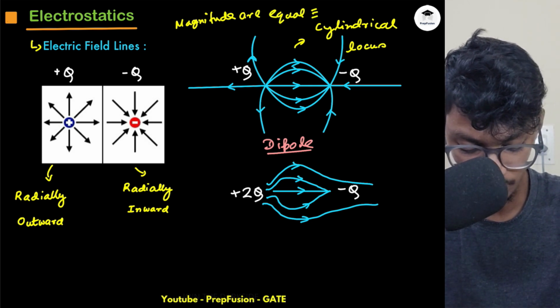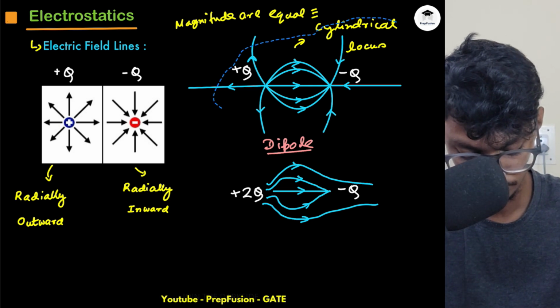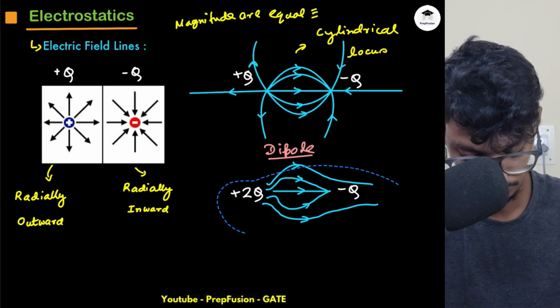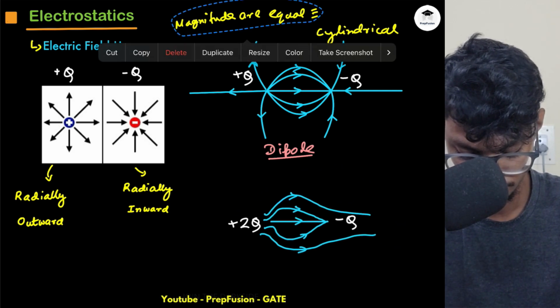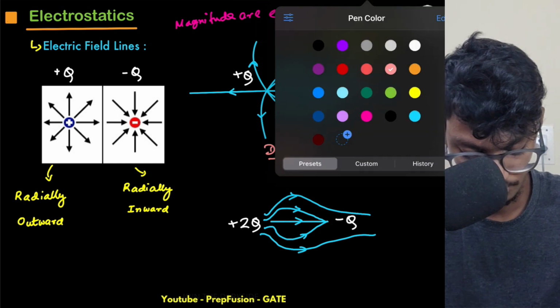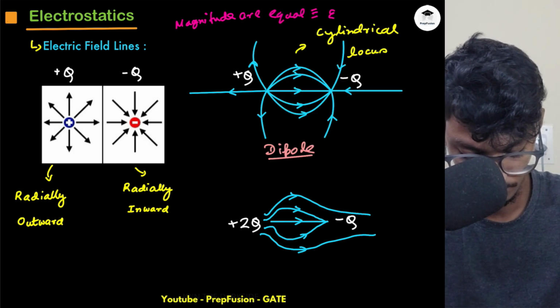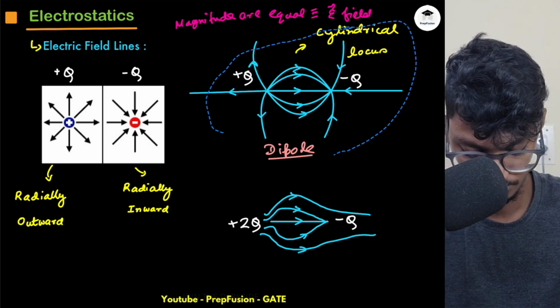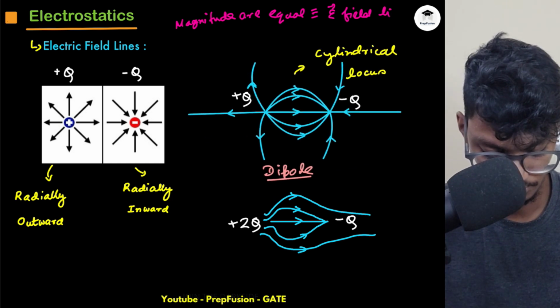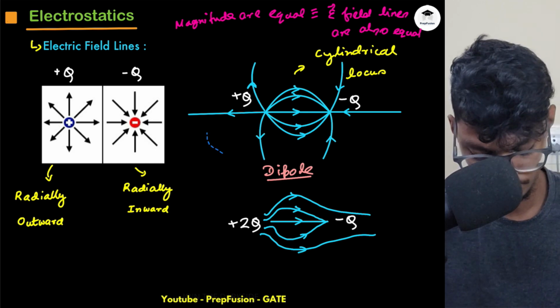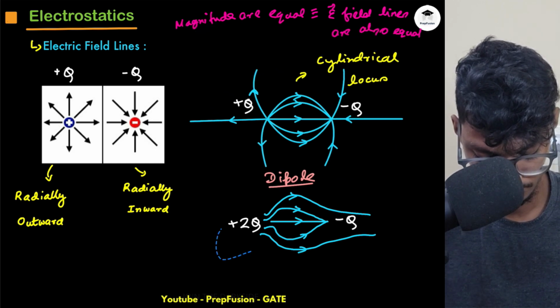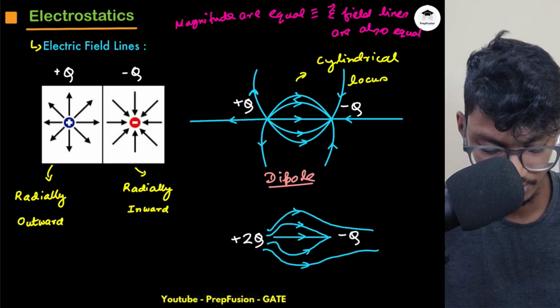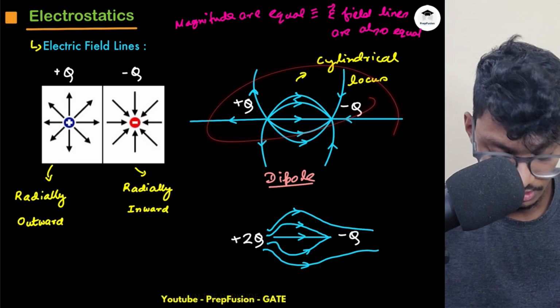Hence the electric field lines are also equal. Electric field lines are also not equal. Fine. So this is our dipole. Sorry, they are equal as the magnitude is equal.